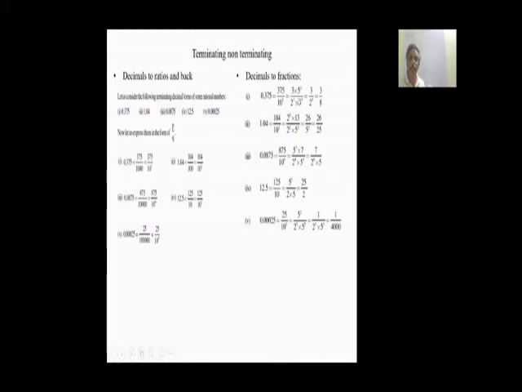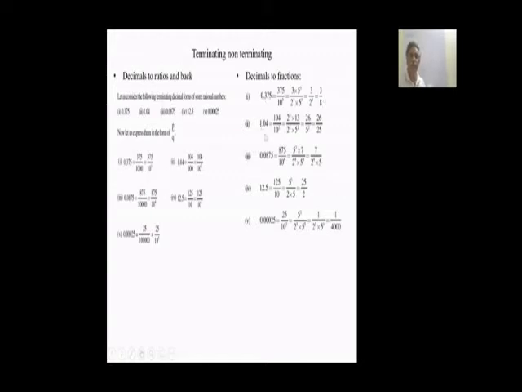So when I divide 3 by 8, I'm getting 0.375. If you see, 3 by 8, I put 0.3. 8 threes are 24, 60. 8 sevens are 56, 40. 8 fives are 40. So I'm getting 0.375. Understood? So this from decimal I'm converting to fraction. From fraction by division method I convert to decimal.